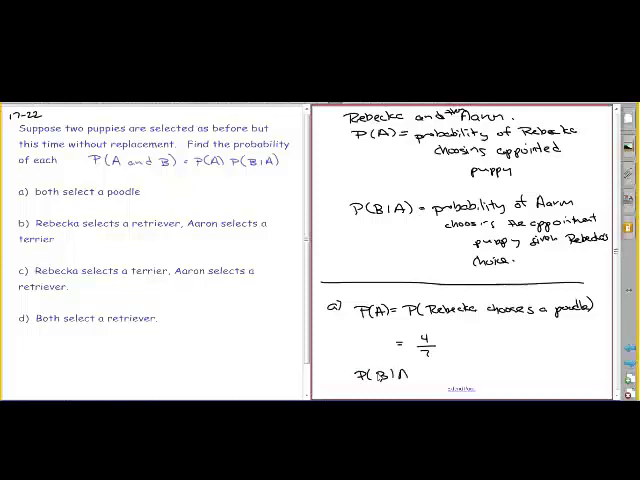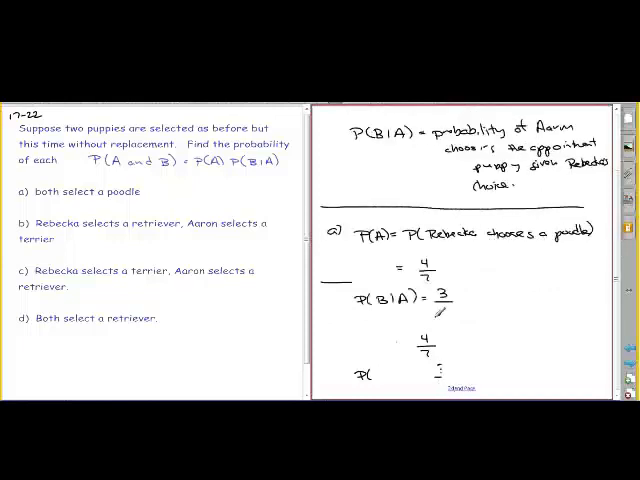I didn't know that. Okay, so the probability of event B happening, given that event A has happened. Aaron is going to pick a poodle, but what's changed is there is 1 less poodle, and 1 less dog. Because we're not replacing the poodle, there's 3 poodles left after Rebecca has chosen her poodle, and there are only 6 dogs to choose from. So this probability changed based on what happened for the first choice.